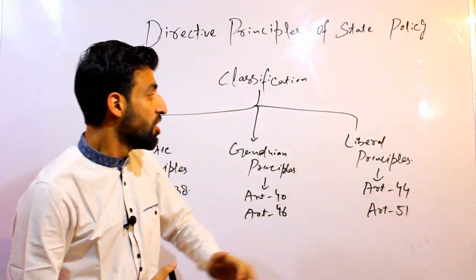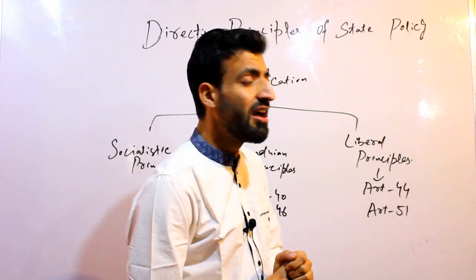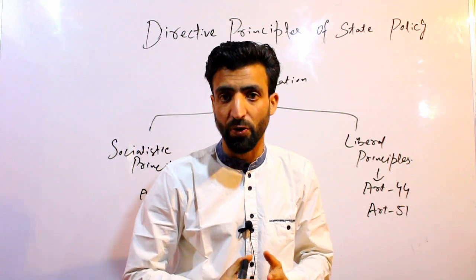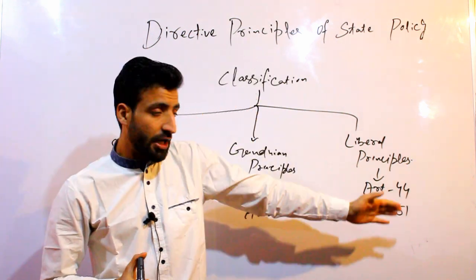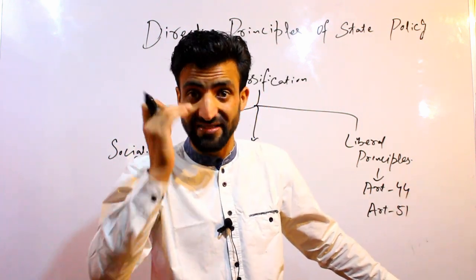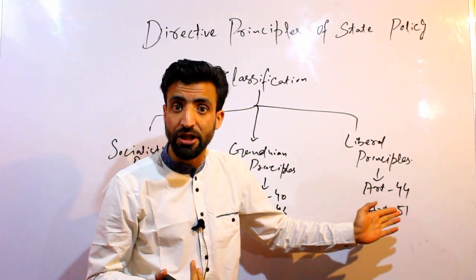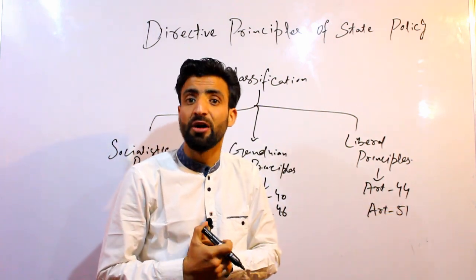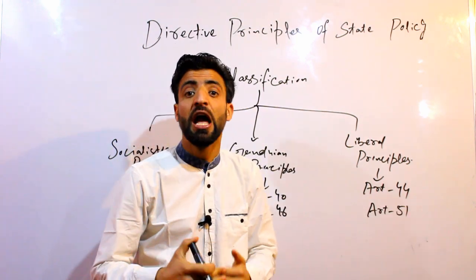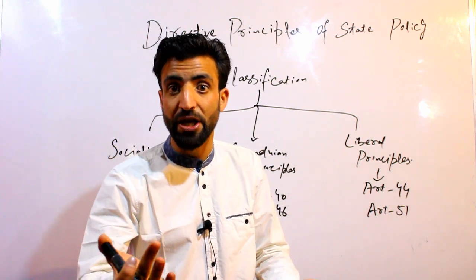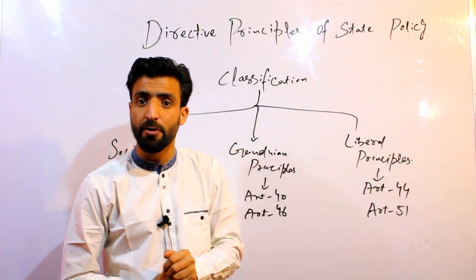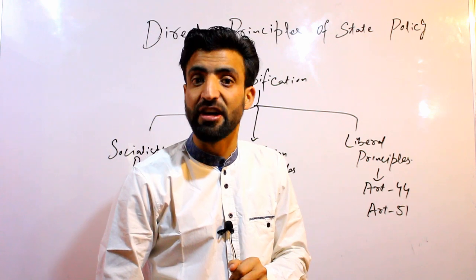As far as liberal principles are concerned, I have cited the example of Article 44, which provides for a uniform civil code. The present-day regime, which is the BJP regime, has this proposal under consideration, but they have not brought the proposal in parliament yet. But there are sources which say that BJP is trying to bring this uniform civil code, and it was in the election manifesto of BJP in 2019 that they are going to bring the UCC. Similarly, Article 51 provides for the promotion of international peace and international relations.